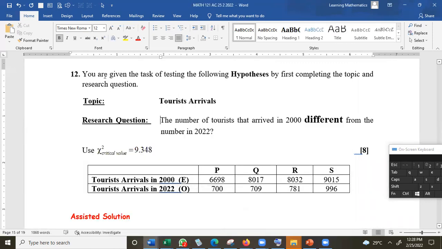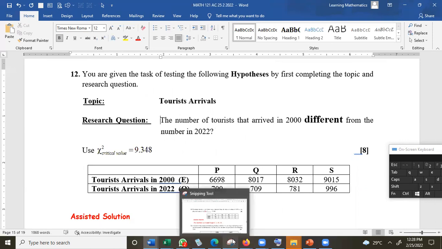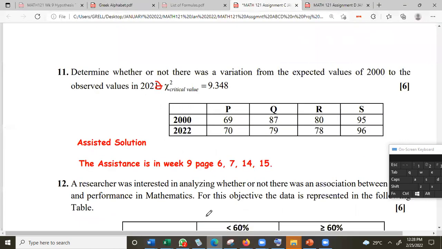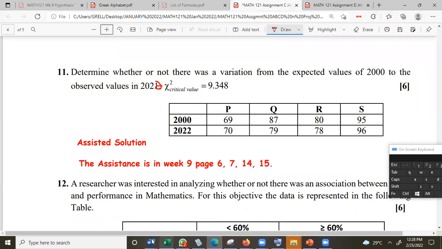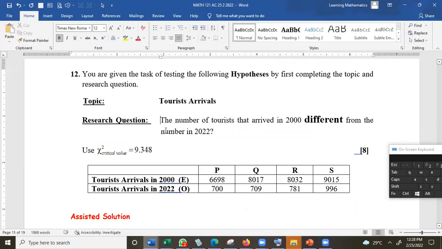Here in the worksheet, it says you are given the task of testing the following hypotheses by first completing the topic and research question. You don't have to do that in the assignment itself. You have to go straight and do the test. But just to reassure you, the topic could be tourist arrivals. And the research question: is the number of tourists that arrived in the year 2000 different from the number in 2022? Was there a change?